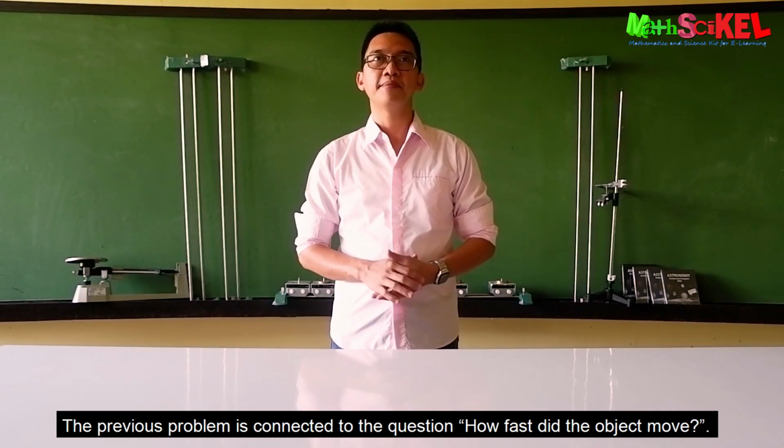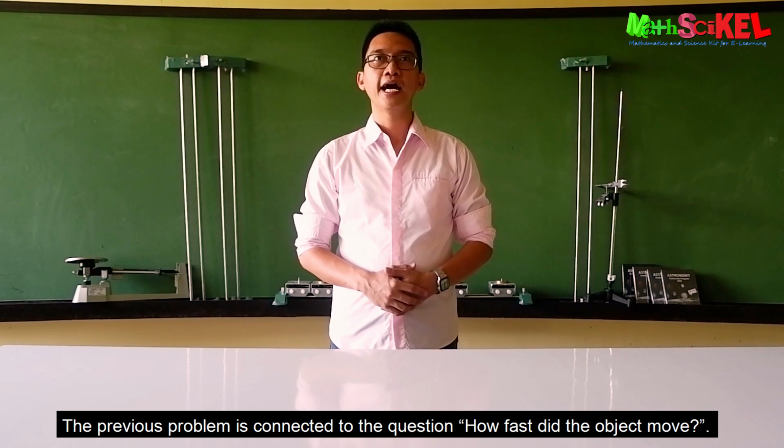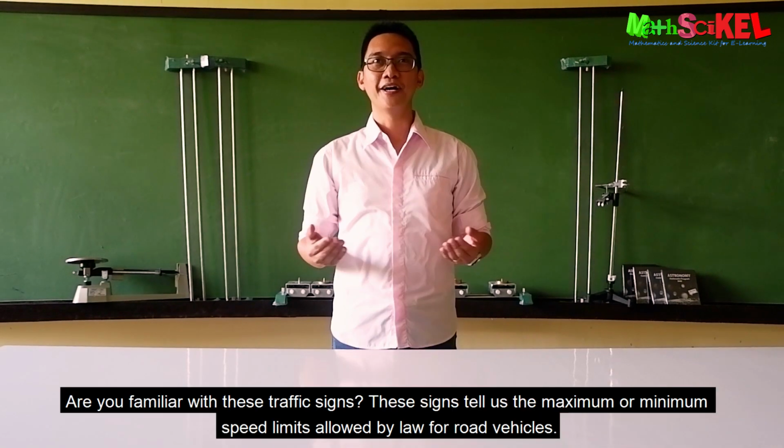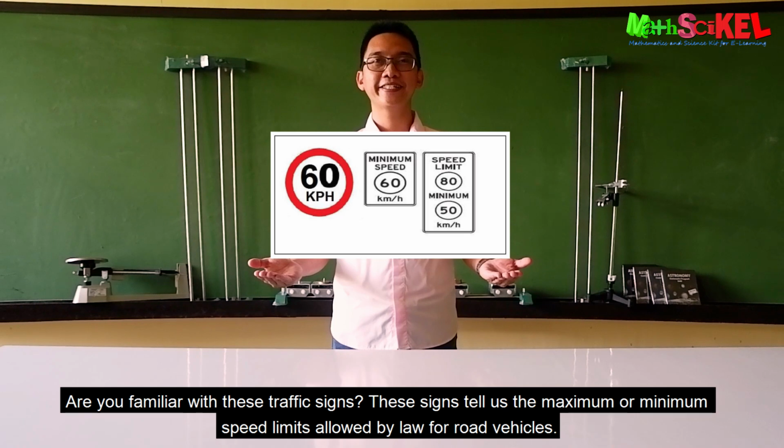The previous problem is connected to the question, how fast did the object move? This information can be provided by the object's speed or velocity. Are you familiar with these traffic signs? These signs tell us the maximum or minimum speed limits allowed by law for road vehicles.